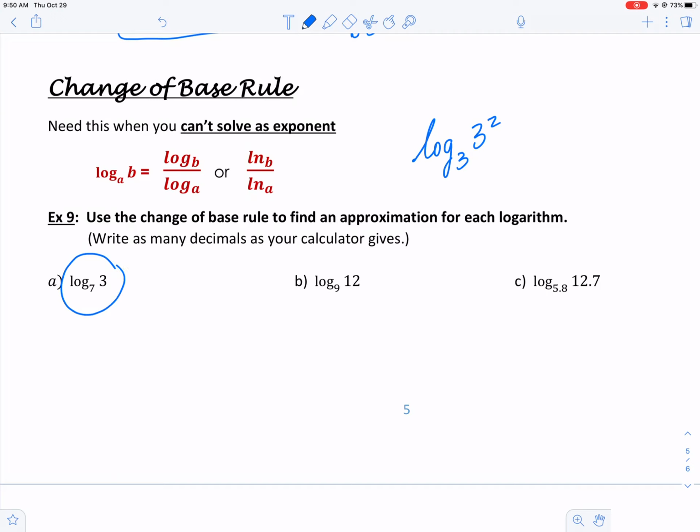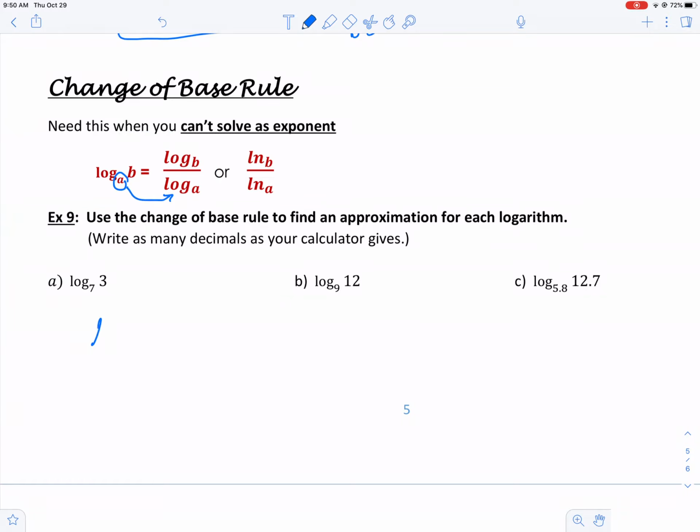But these right here, I can't solve, because I cannot write that 3 as 7 to some power. So we're just going to use our calculator, but you have to know what to do with the calculator. Here, this is the change of base formula. Notice that the base of the log goes in the bottom. So think of the base as being at the bottom.